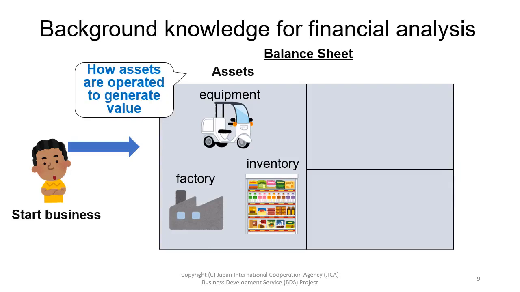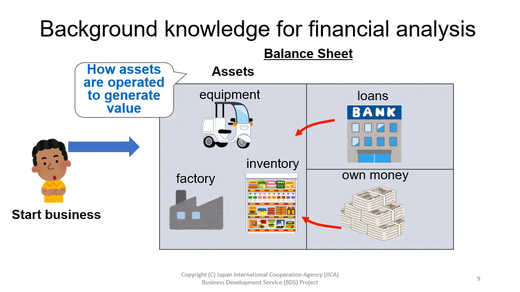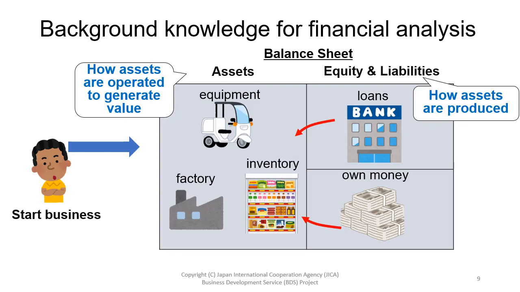To procure assets, if you have enough money, you can use your own. But if you don't have enough money, you need to get loans from a bank. These origins of money used to secure assets are called equity and liabilities, respectively. So, you use equity or liabilities to procure assets, and therefore, assets always balance with the sum of equity and liabilities.